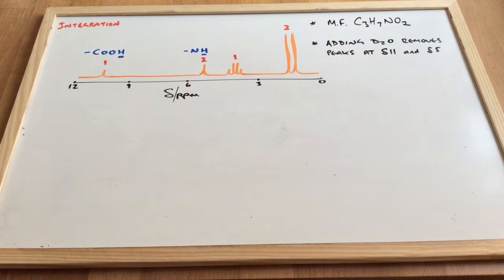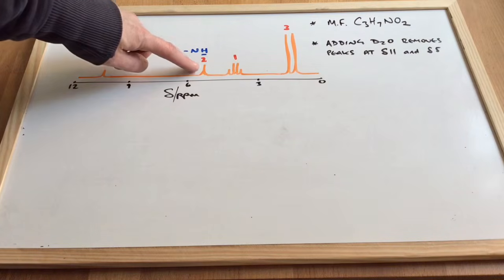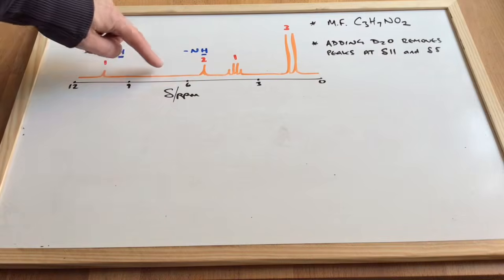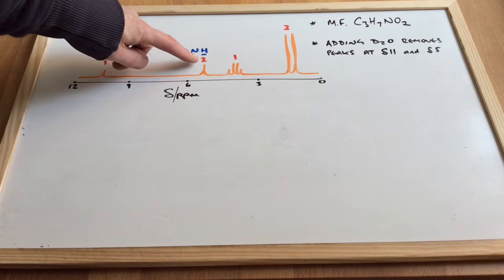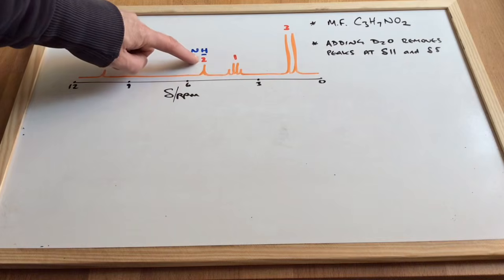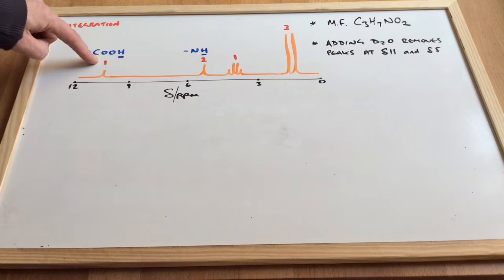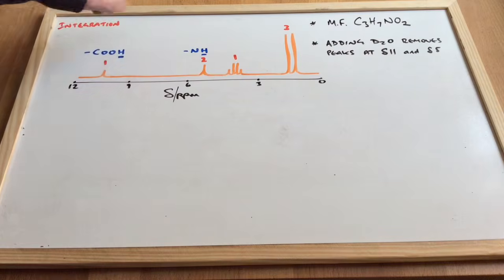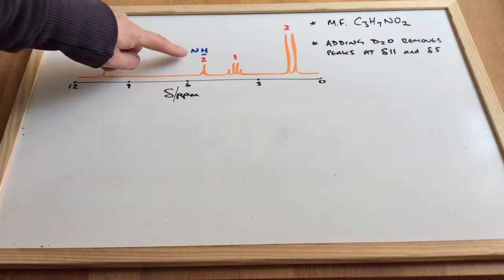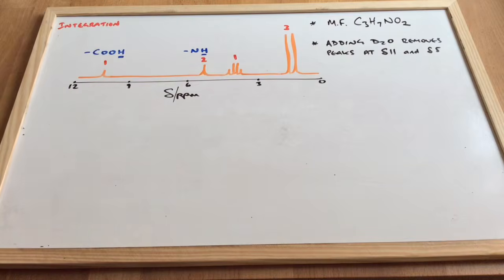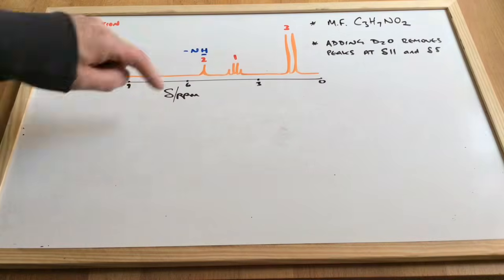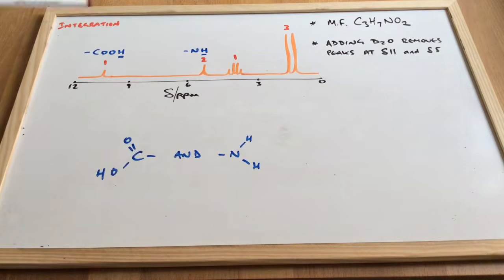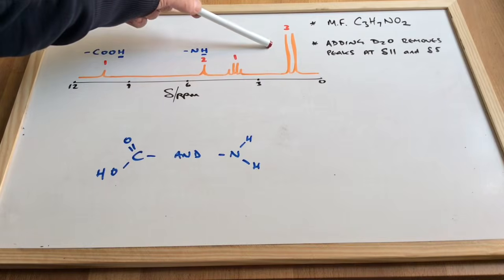The peak at about 5, this one here, is another singlet. Remember, these OH and NH signals always occur as singlets. This time we've got an integration value of 2, so there are 2 protons in this environment relative to this one, and that would be consistent with an NH2 group. The NH environment does resonate at around the 5 ppm mark, so we could safely say that this must be an NH2 group.